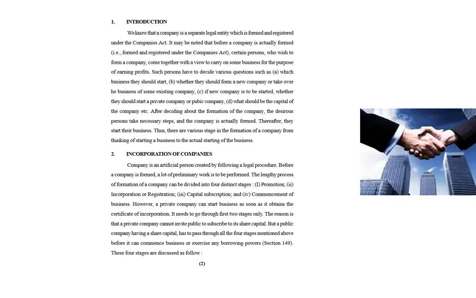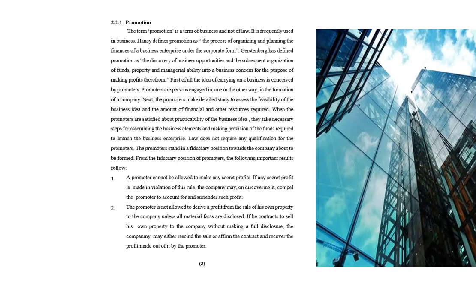So incorporation of companies, a company has to be incorporated, right? So what is the capital? What is the certificate of incorporation? Commencement of business in case of public limited companies. A private company can start its business as soon as it obtains a certificate of incorporation, but in case of a public company, it has to obtain a certificate of commencement of business, right? So a promoter cannot be allowed to make any secret profit. A promoter is not allowed to derive any profit from the sale of its own property to the company unless all material facts are disclosed, right?